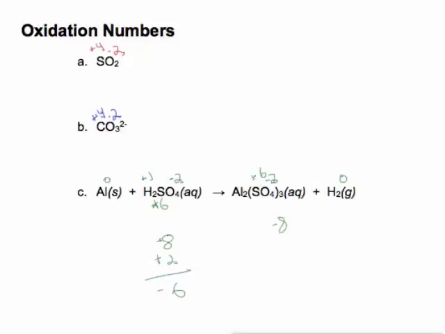So we've got +6 and -2. When we add together, that it's -2 total, right? So -2 times the 3 gives us -6. So our aluminum has to be +3. This may seem like a lot of convoluted back and forth, but we will practice this a lot, so you'll get really good at it.